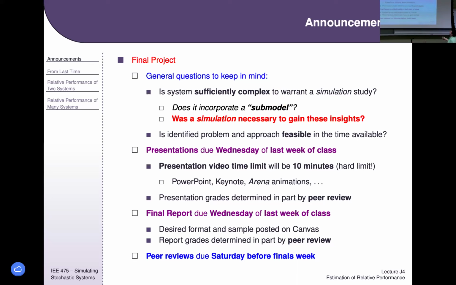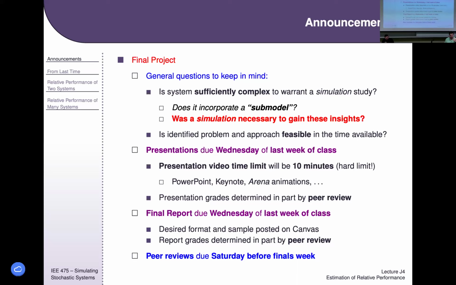But the biggest thing I'm really focused on is, was it really necessary? I used to have the students present in class, and then I'd have some of the other IE faculty come and sit up here, and they would end up being the ones filling out the presentation evaluations. And that would always be the question. Somebody would ask, well, why did you need simulation for that? Like it wasn't that obvious. So you don't want that question.